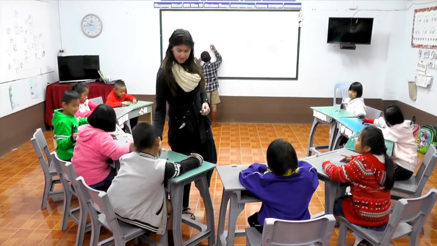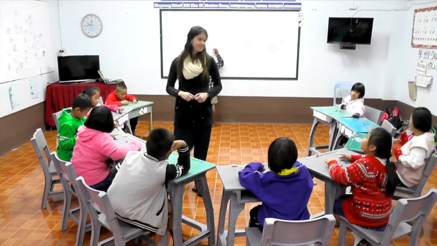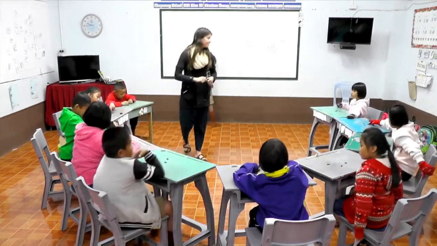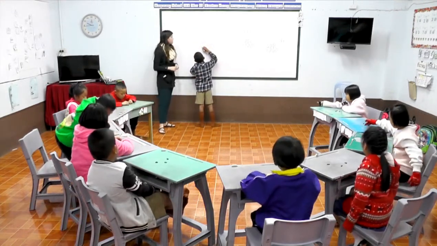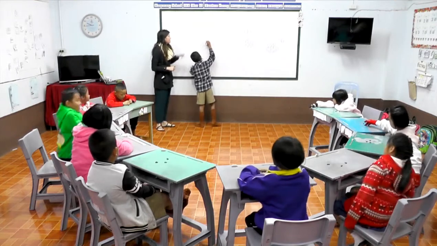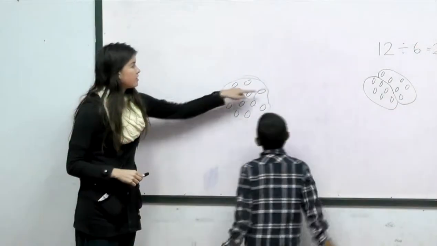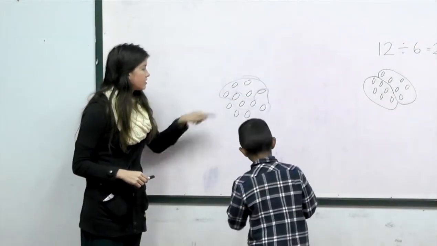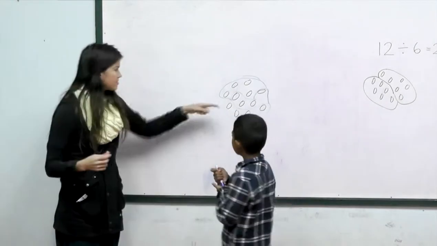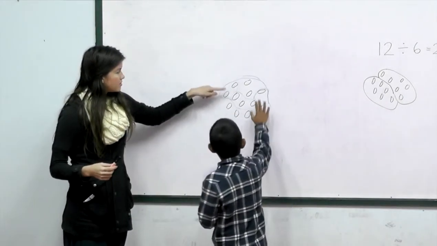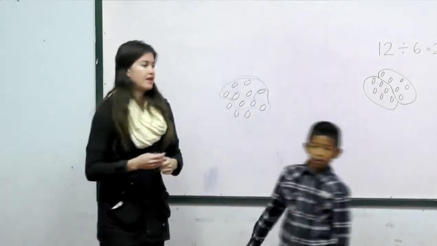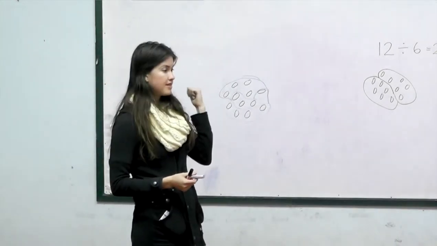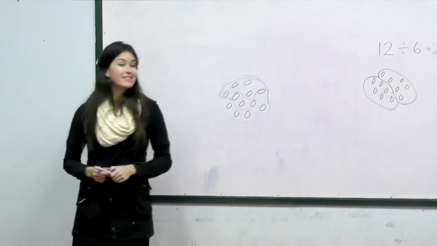1, 2, 3, 4. Great job. You got it. All right, and it's circled for us, groups of 1, 2, 3, 4. How many groups do we have? 1, 2, 3. Very nice. Can you write this for us as an equation?